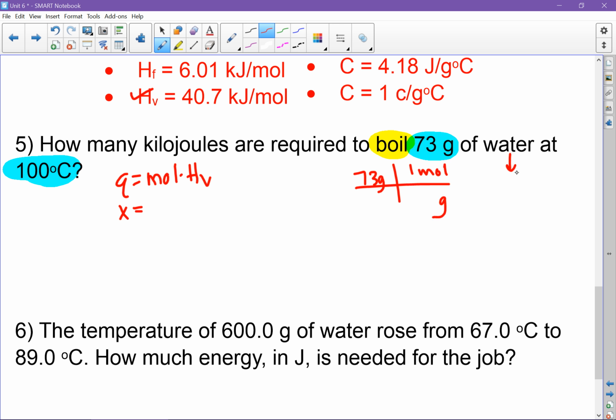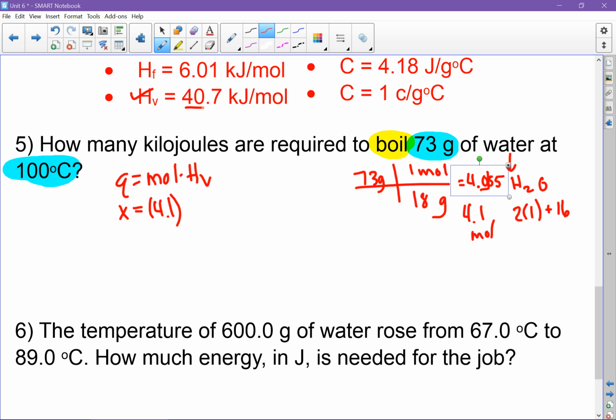Again, we have water, which is H2O. We need to find the mass of that. There's 2 hydrogens that weigh 1 apiece. Oxygen is 16. That's a total of 18 grams. When I do that in my calculator, it gives me 4.0555. We had 2 sig figs, so I'm going to round this. That gives me 4.1 moles. That's the number that we need to put over here into our formula.